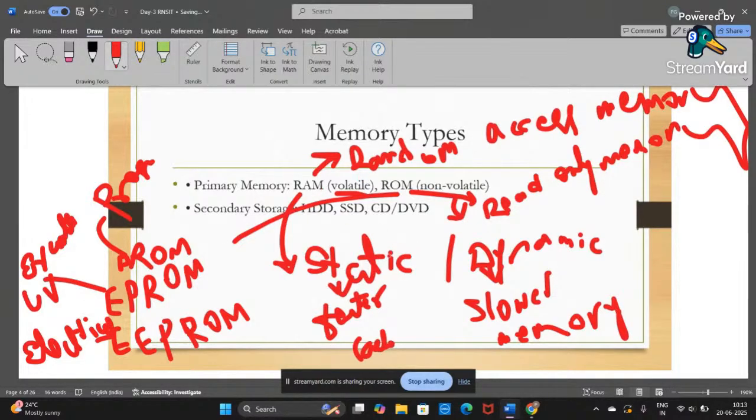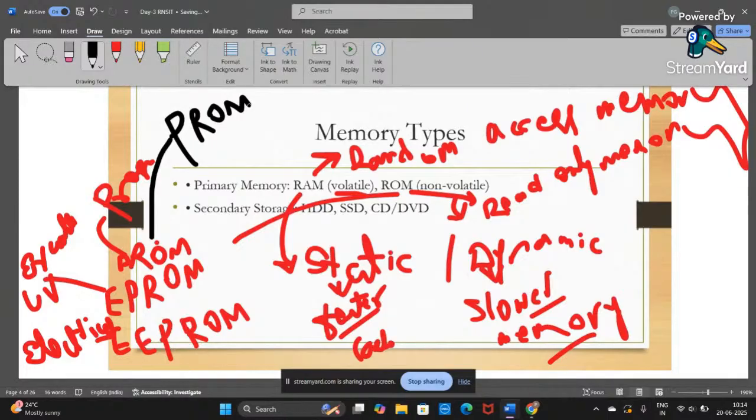I'll repeat it again. In RAM, we have two types: static RAM and dynamic RAM. Static RAM is faster, dynamic RAM is slower, and static stores cache memory while dynamic stores main memory. In ROM, we have PROM, EPROM, EEPROM. PROM means programmable read-only memory. This is the full form. P for programmable, R for read, O for only memory.